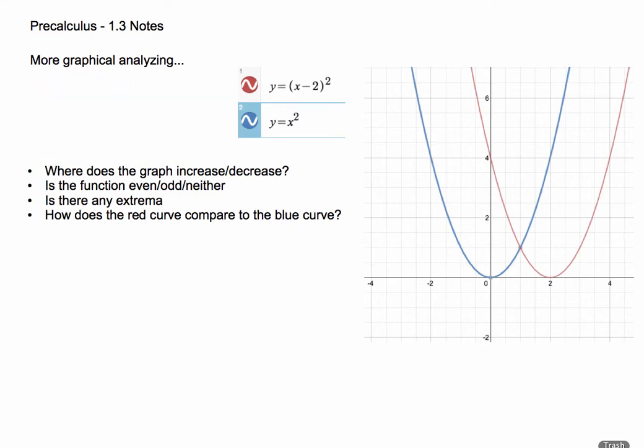So one, where does the graph increase or decrease? Well, when we ask about increasing and decreasing behavior, we're talking about y coordinates. Where are the y coordinates going up or down? Okay, and so in this case, if we look at the blue graph, the x squared graph, and we want to know where it's increasing or decreasing, then we're talking about where are the y values going up. And so you can see right here that the y values are going up, but from what point? From the vertex. And it looks like this vertex is at the point 0, 0.